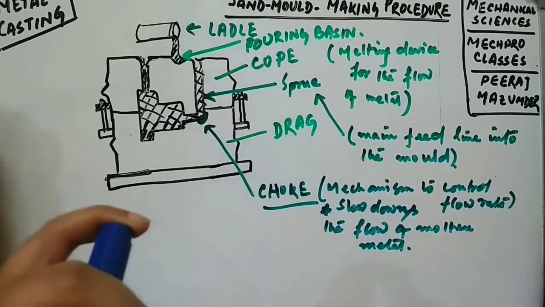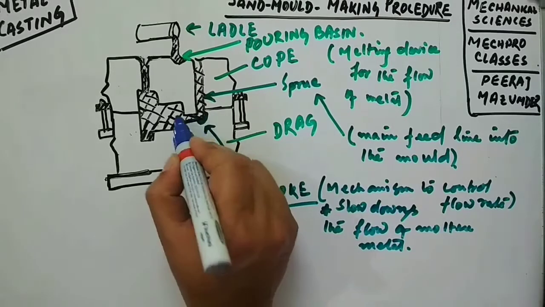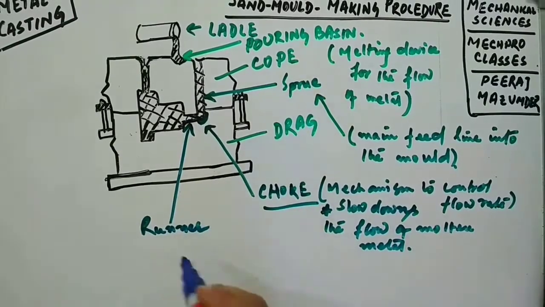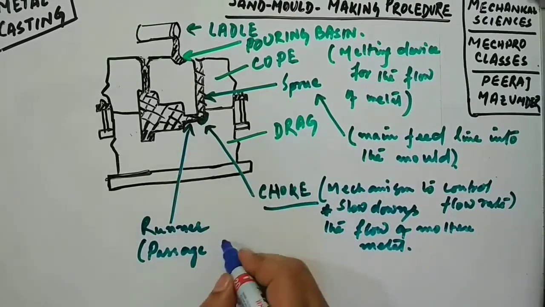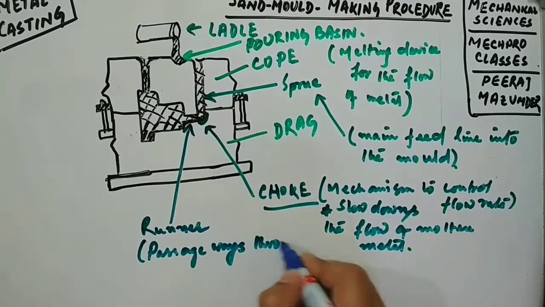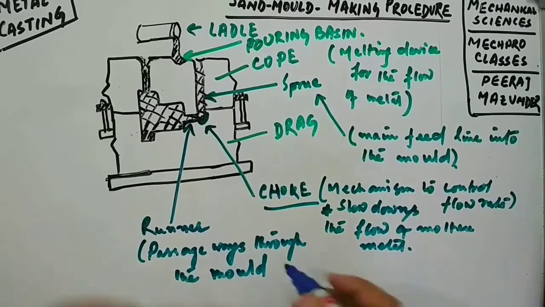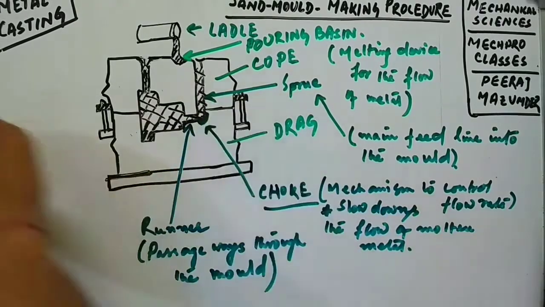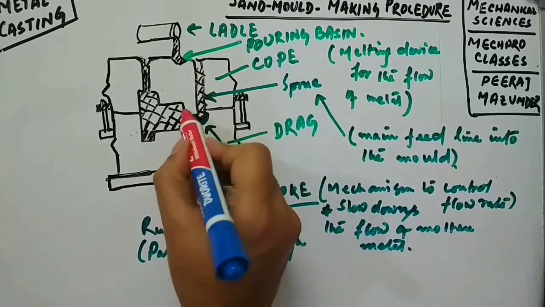Now coming to the next portion, the runner. The runner is this one. This section is the runner. You already know runner, as I earlier discussed in the previous video. Runner is the passage. It is also a passage like the sprue, but it is a horizontal one. The sprue is a vertical one. So runner, you can say it is a passageway through the mold, where the molten metal flows to the gate, and after the gate it goes to the mold cavity.